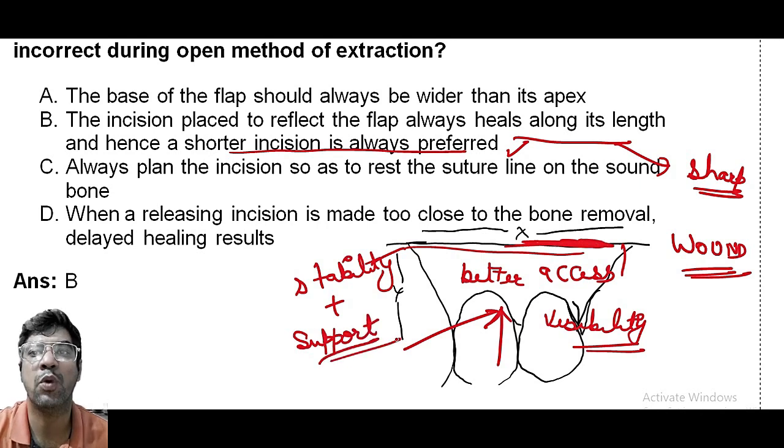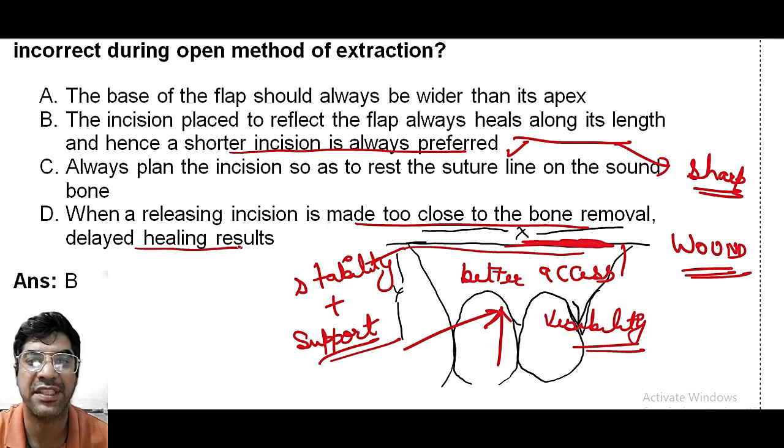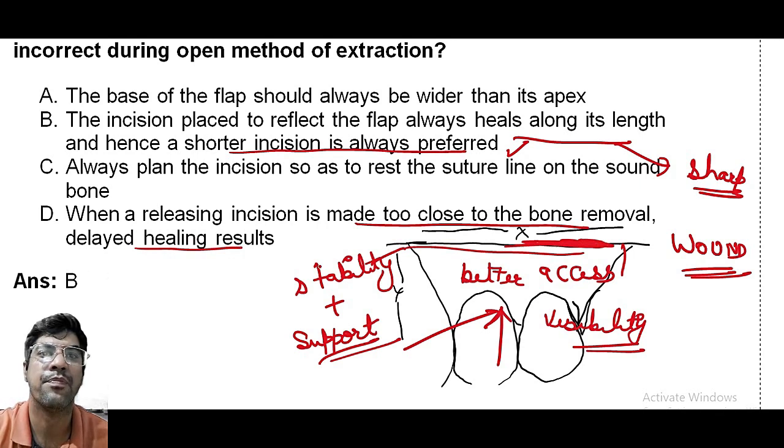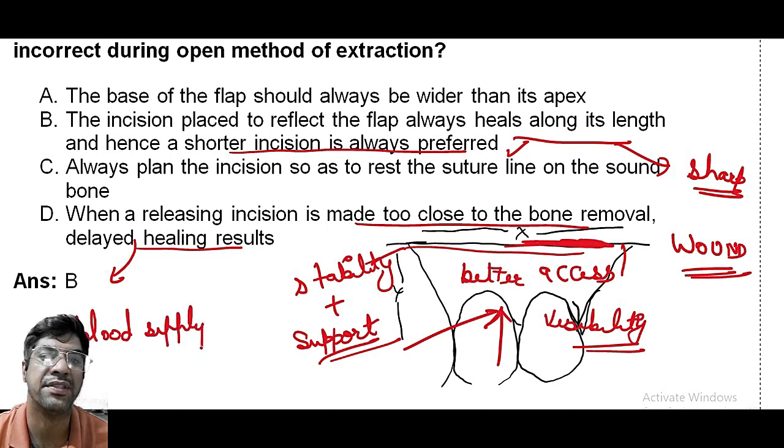When a releasing incision is made too close to the bone removal, delayed healing results. Releasing incisions are usually used to create an additional flap of tissue when needed for better access, or to prevent tension on the primary incision during closure. So if the releasing incision is made too close to the area where the bone removal will occur, it can compromise the blood supply to the flap, or even cause tissue necrosis.